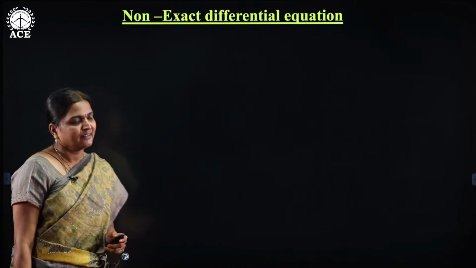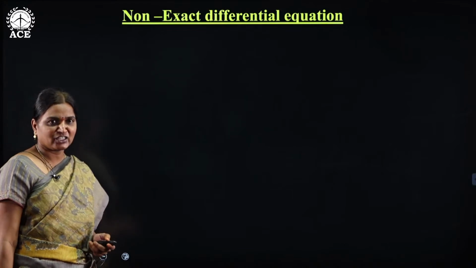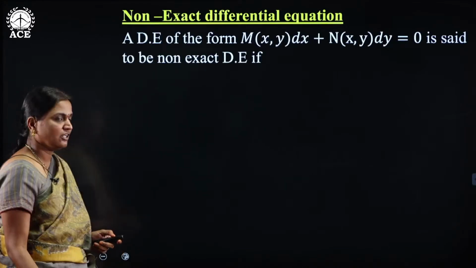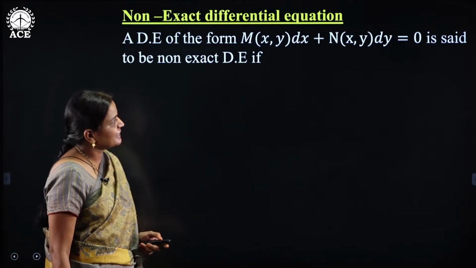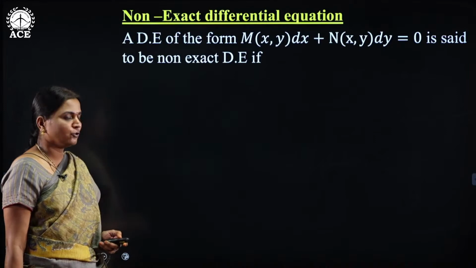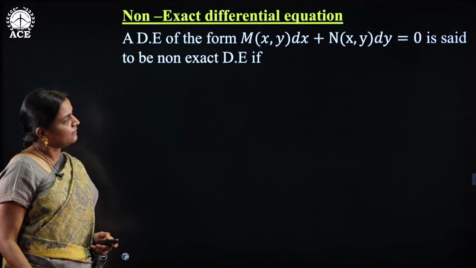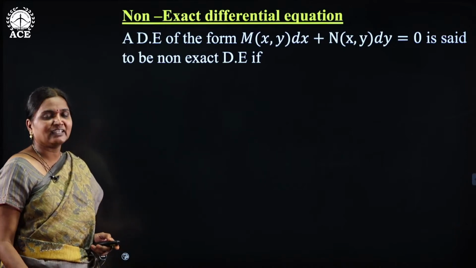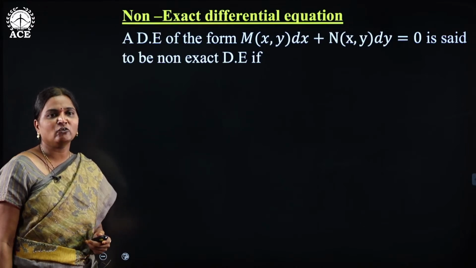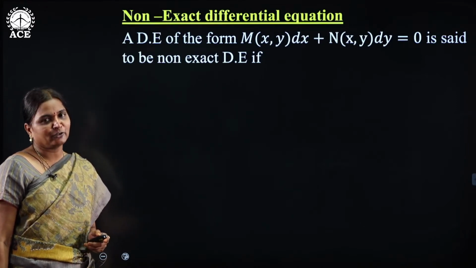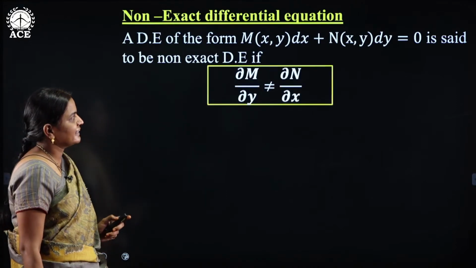Next topic is non-exact differential equation. So when the given differential equation is called a non-exact differential equation, what is our standard form? A differential equation of the form m dx plus n dy equal to 0 is said to be non-exact differential equation if, as in the previous question where we checked whether the differential equation is exact or not, we get dou m by dou y is not equal to dou n by dou x. In such cases we say that the given differential equation is not exact.